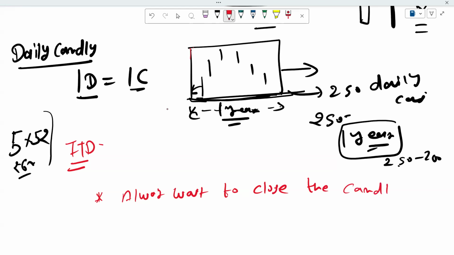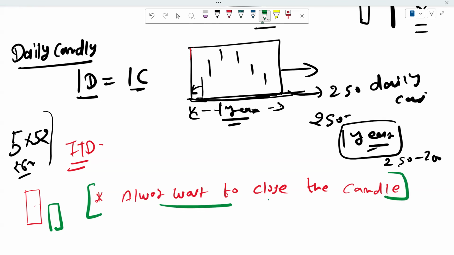Because sometimes what happens is that the candle is forming in the market like a red candle, and after half of the candle has formed, it turns into a green candle. So never ever take a trade when the candle is forming. Take a trade after the candle has closed. So always wait for the candle to close.